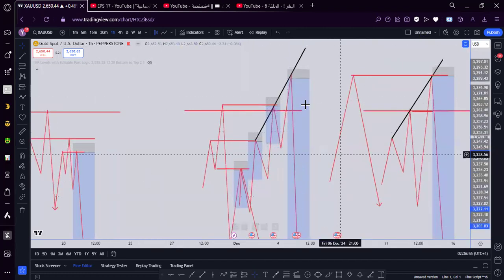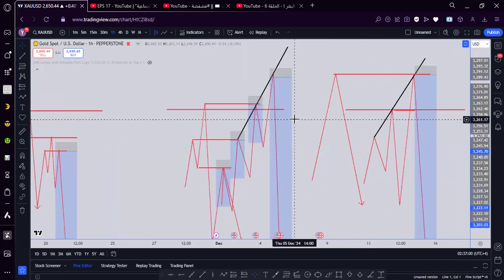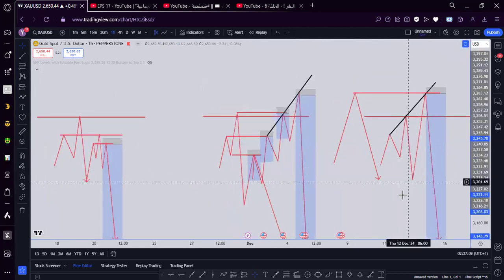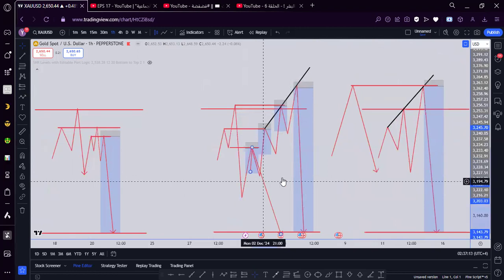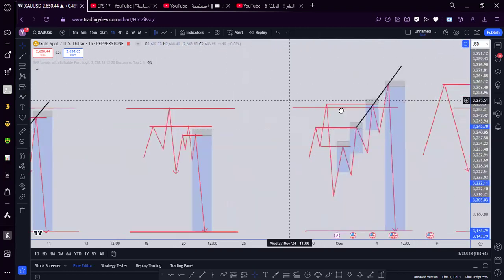You can apply these setups on the 1 hour KM for the daily storyline, or on the 4 hour KM for the weekly storyline. You can use it on both the 1 hour and 4 hour KMs. So this was the second setup that you can take.